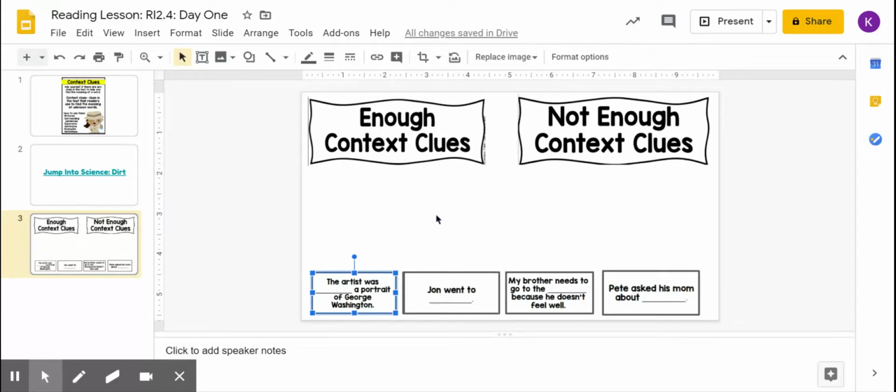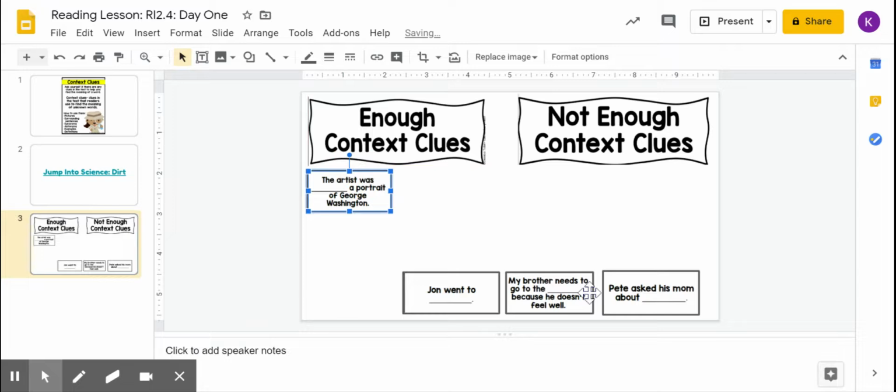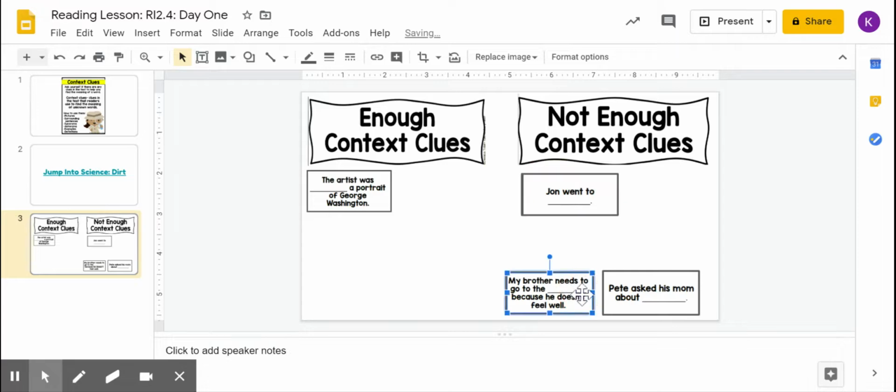I think it does, because we could say the artist was painting a portrait of George Washington. We know a portrait is a painting of something, so we know that the artist was painting a portrait of George Washington. So that was enough context clues. So the next one says, John went to, does this give us any context clues? Do we have any idea where he wants to go? Does it tell us anything? No, it does not. So this is not enough context clues.